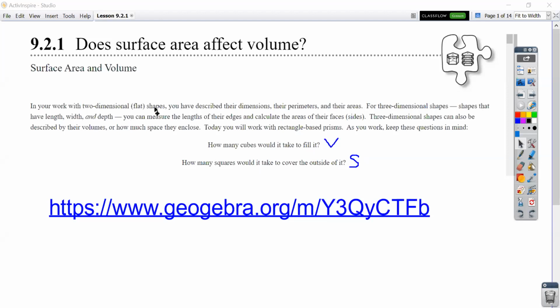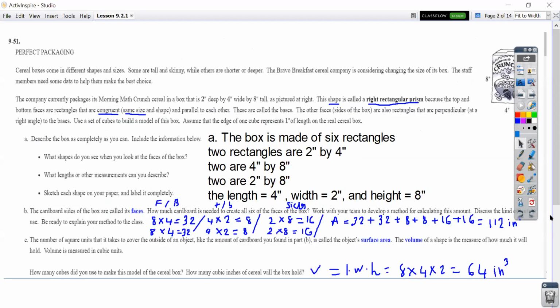This lesson will help you understand better and help you sketch the prism. I attached a website, so you can use this website to see how to draw and sketch the prism for questions 951, 952, and 953, or the homework as well. It also can help you see how surface area affects the volume. So let's move on to question number 951.